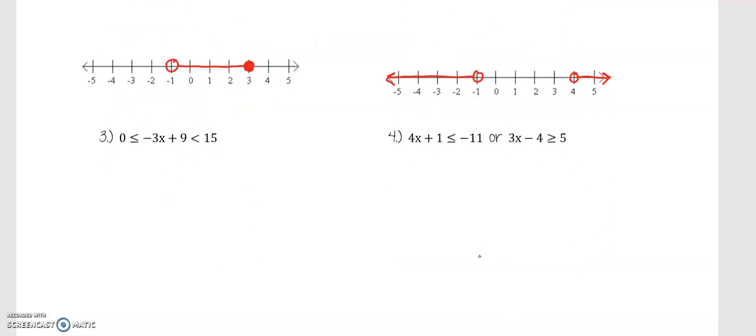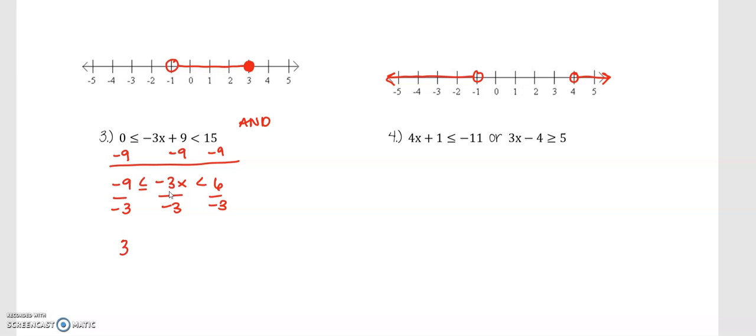Let's check out another one. As soon as I look at this, I realize that's an and. I'm going to solve this for x, getting x alone in the middle. I'll subtract 9 on both sides, so all sides. I get negative 9 is less than or equal to negative 3x, which is less than 15 minus 9, which is going to give me 6. And then I'll do one more step here. I'm going to divide by a negative 3 to get that x alone. Be careful, guys, I'm going to divide by negative 3, so I'm going to have to switch these signs. Negative 9 divided by negative 3 is 3, which is greater than or equal to x, which is greater than negative 2.